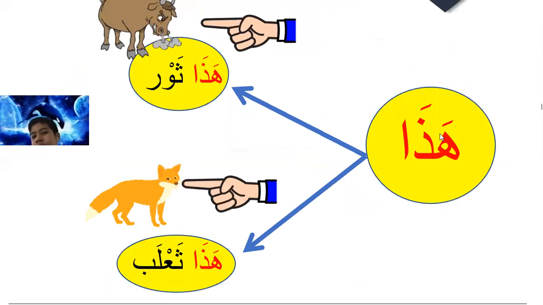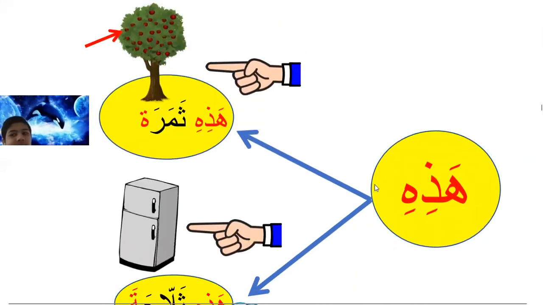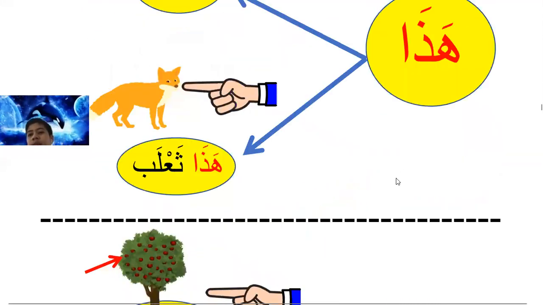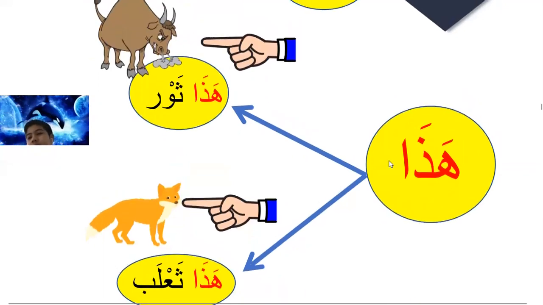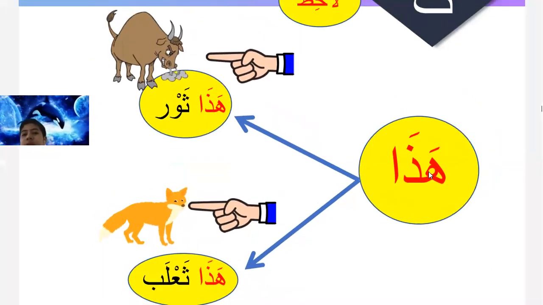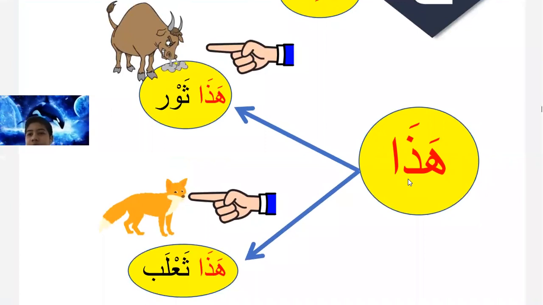So you know, haza means this, it is used for masculine, and hazihi also means this, it is used for feminine. So read this. Haza saur. Haza salab. Good. Translate them as well. This is an ox. This is a fox. Good.